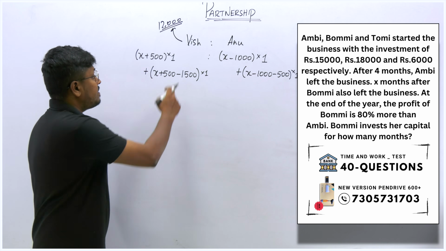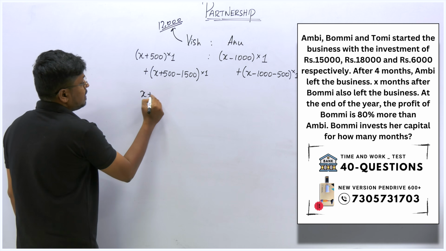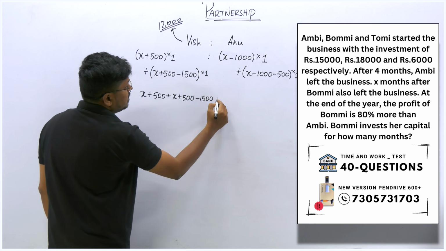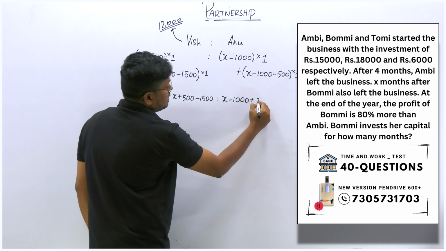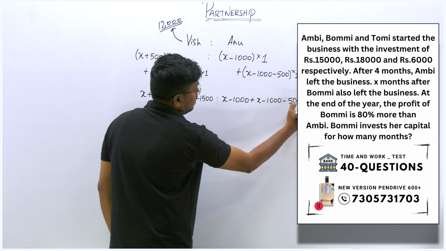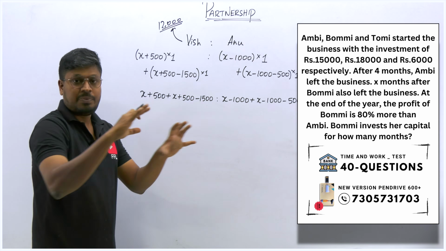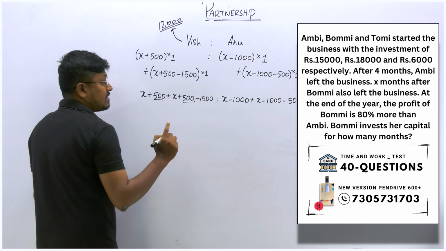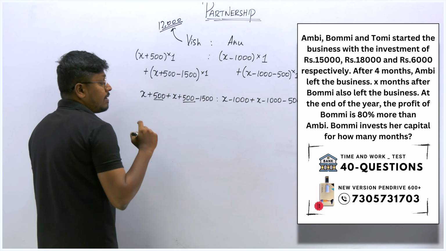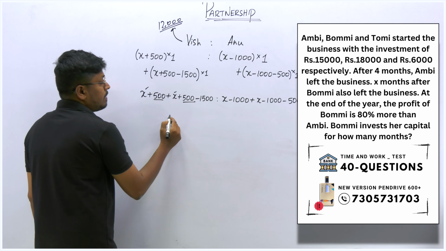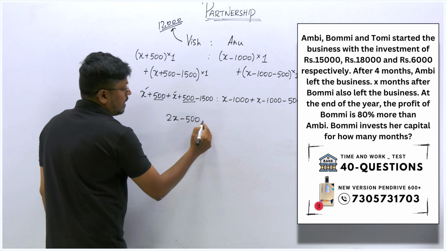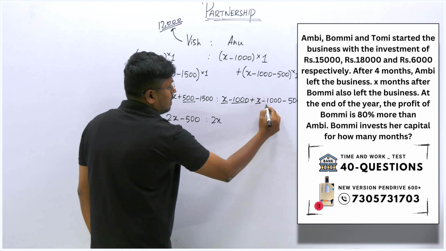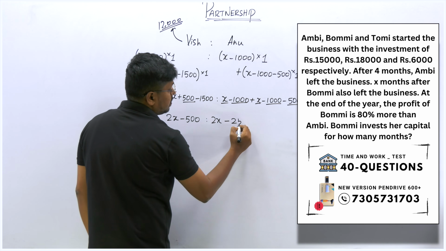Now first we can simplify this. It will be x plus 500 plus x plus 500 minus 1500, ratio x minus 1000 plus x minus 1000 minus 500. Everything is multiplied by 1, so we can frame a single equation. 500 plus 500 is 1000, and 1000 minus 1500 is minus 500. x and x is 2x, so 2x minus 500. Similarly, x and x is 2x, and minus 1000 minus 2000 minus 500 is minus 2500.